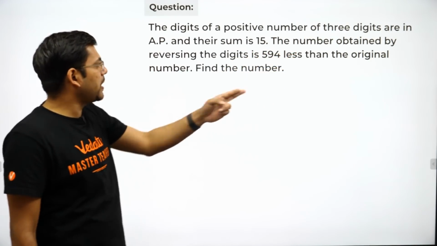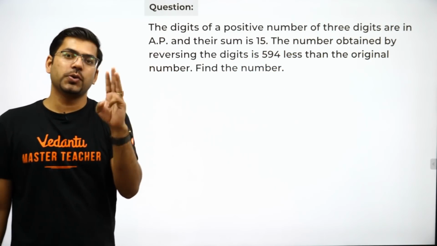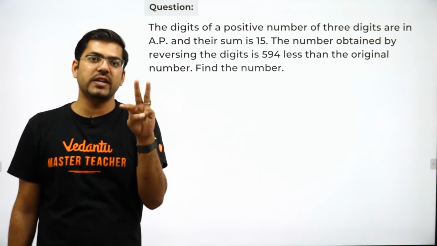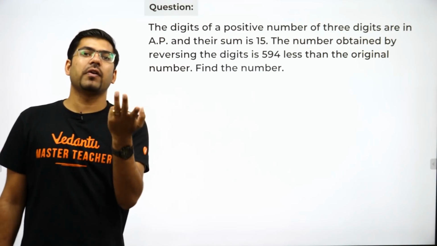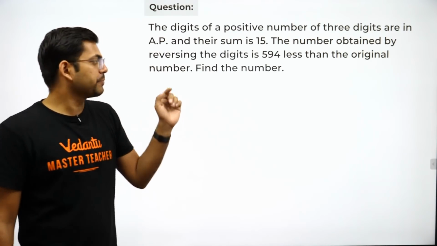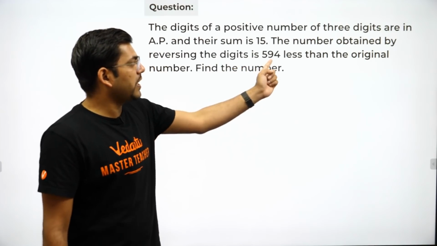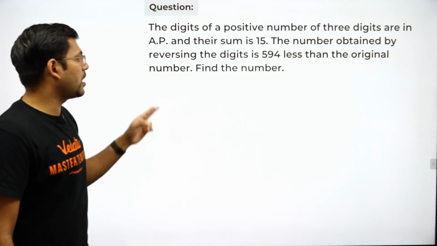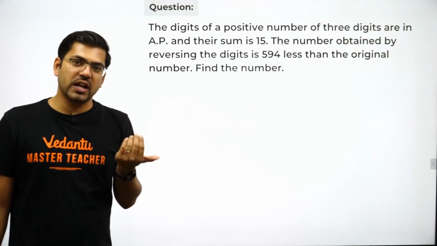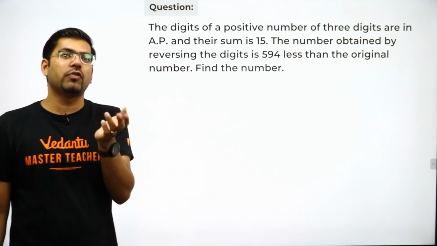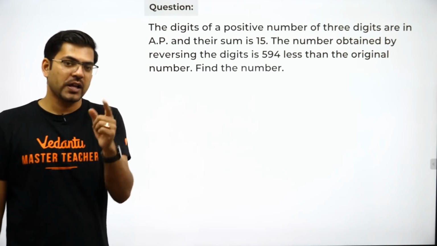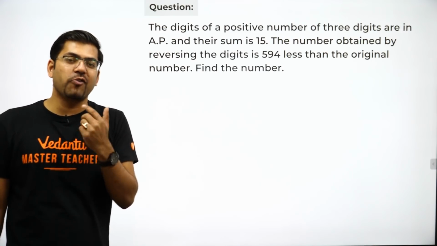The number obtained by reversing the digits. You all must be knowing that if a number is XYZ, then by reversing it, we will write it ZYX, like that. Reversing the digits gives a number that is 594 less than the original number. The original number minus 594 would be the reversed number. Let me tell you more clearly what I mean.